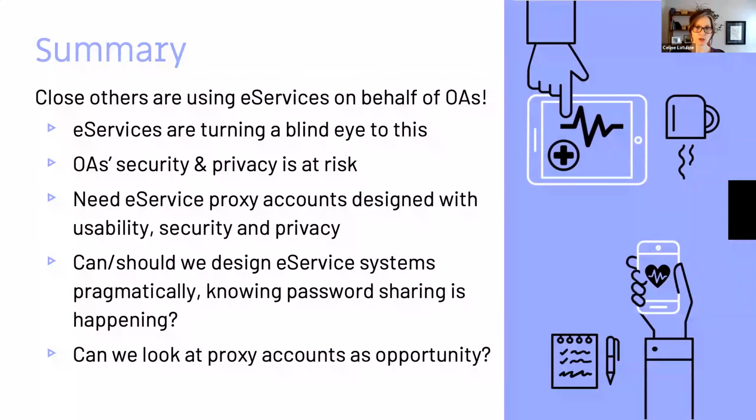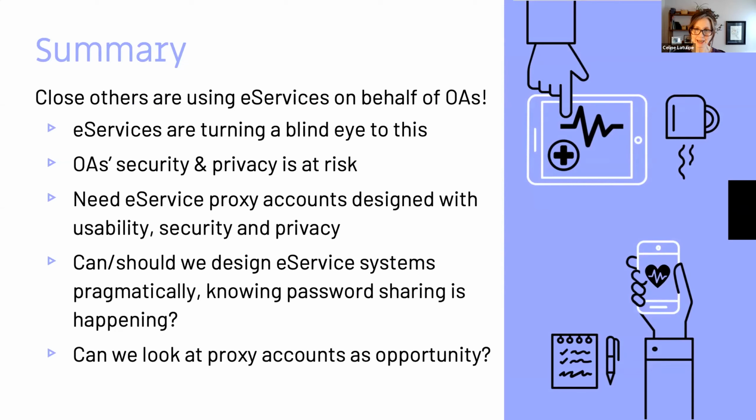All right, so to summarize what I've talked to you about today, we know that close others are using e-services to help older adults in their lives. It appears that in most cases, e-services are kind of turning a blind eye to this. They're kind of ignoring it's happening. Most e-services do not offer proxy accounts. And this is putting older adult security and privacy at risk because when they need help, they are then sharing their password with the close other. And that leads to a host of potential problems.